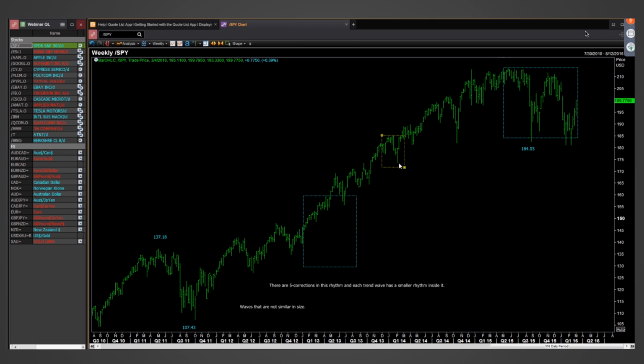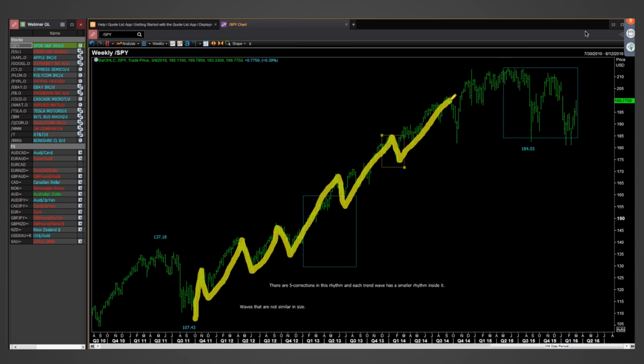This is within 20%, so I consider this to be part of that cycle. So we have 1, 2, 3, 4, 5 corrections. I'm going to pull up my highlighter tool just to emphasize. So you have trend wave 1, correction 1. Trend wave 2, correction 2. Trend wave 3, correction 3. Trend wave 4, correction 4. Trend wave 5, correction 5. And then we are into trend wave 6, which then ends up with a bigger rhythm.